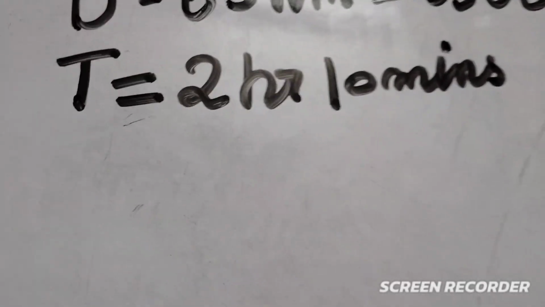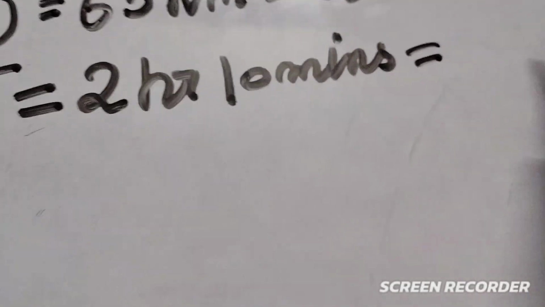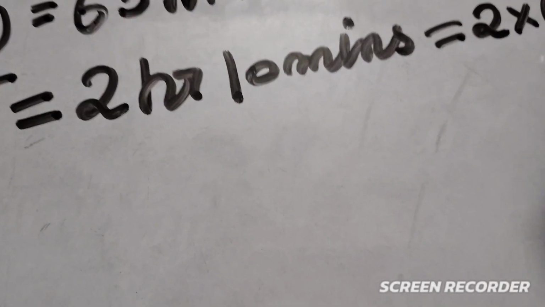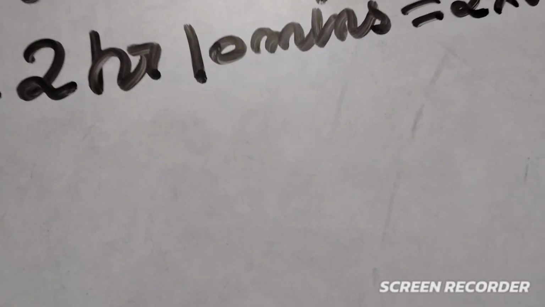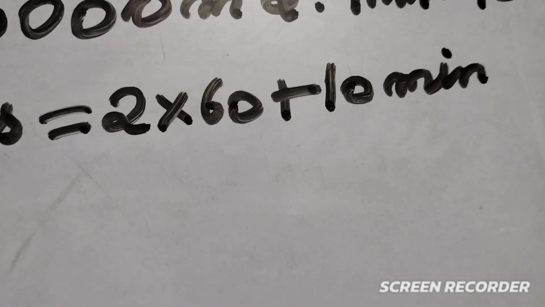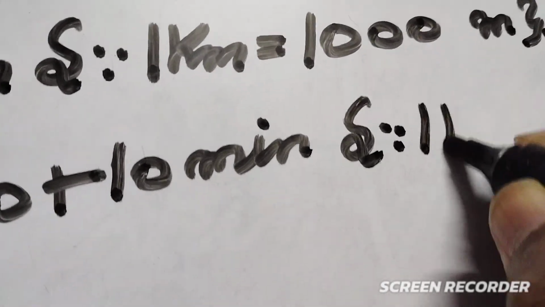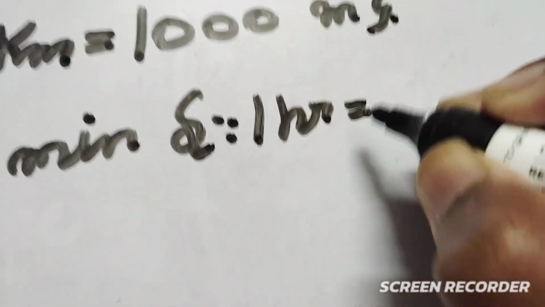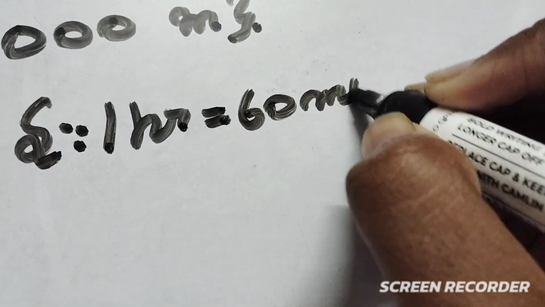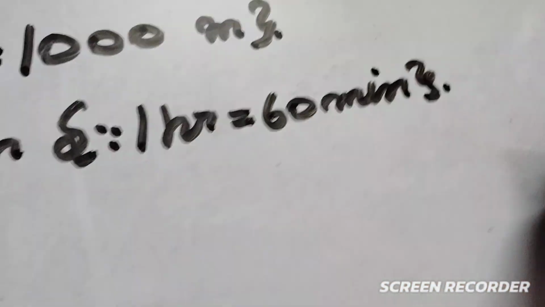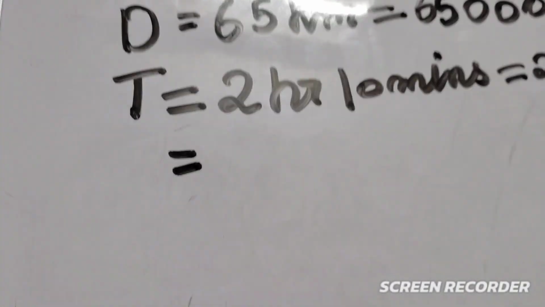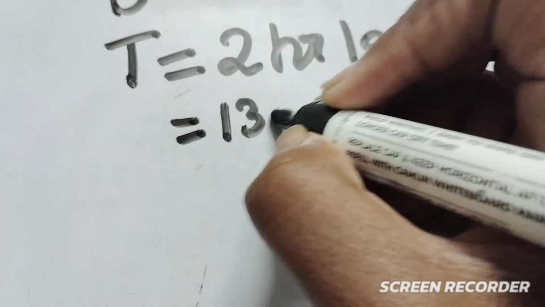That is 2 hour 10 minutes. Done. We will convert 2 hour into minutes: 2 into 60 plus 10 minutes, because 1 hour is equal to 60 minutes. Okay, so the time will be 2 hours into 60, plus 10, equals 130 minutes.